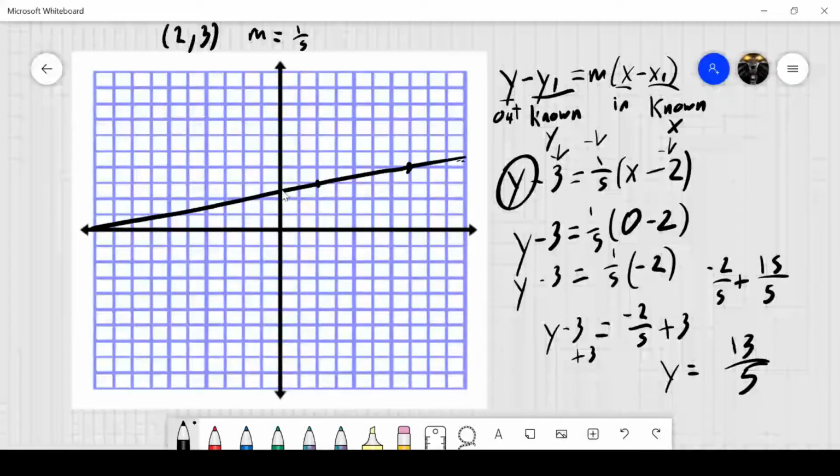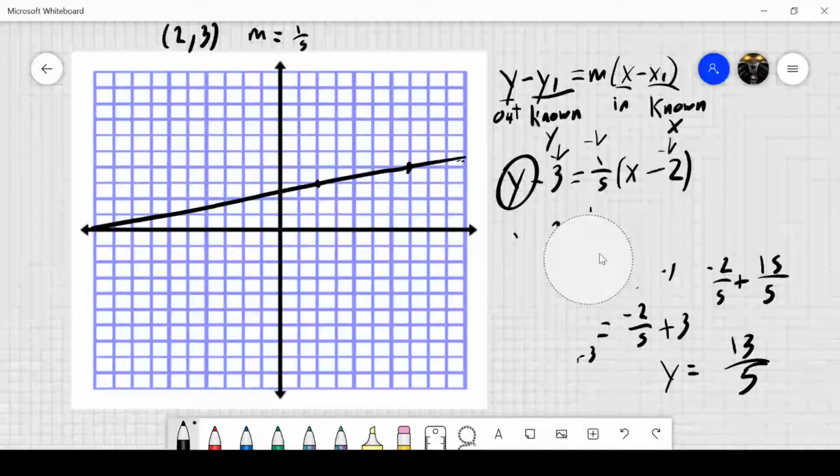And we can kind of see that right here. Notice it crosses the y-axis right above 2, below 3, but right above 2, right about that halfway mark. So point slope is actually really useful. Let's say we wanted to find the x-intercept, which is somewhere over here instead.